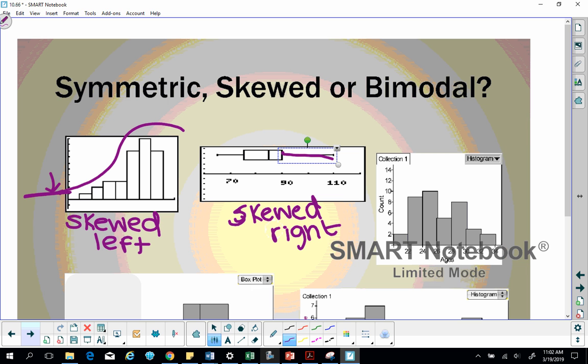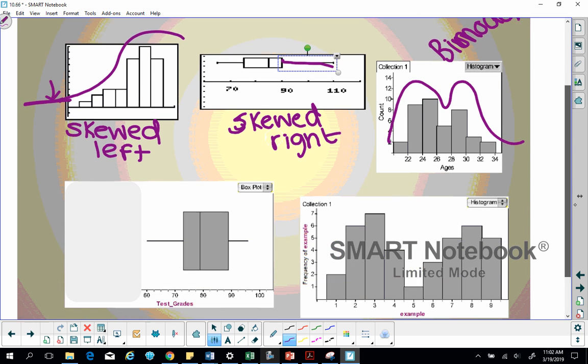Hugo, what's this? Not normal. Michael, right, not skewed right. Yeah, it is a little bit, but bimodal. So when it looks like this, where it's two bumps, it would be bimodal. Cool.